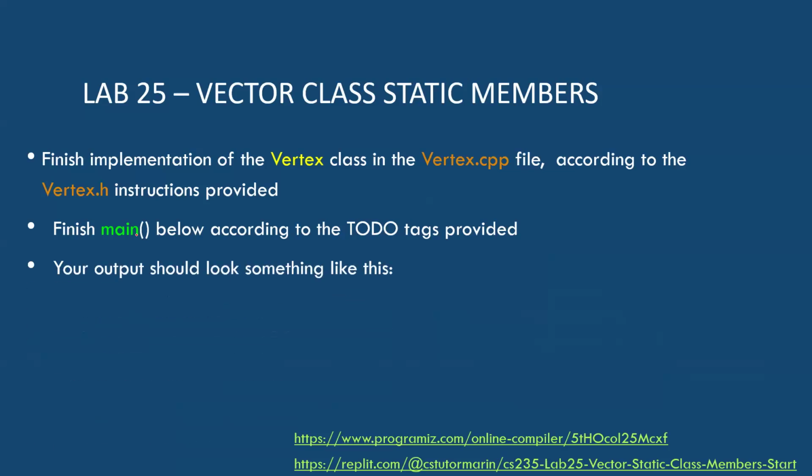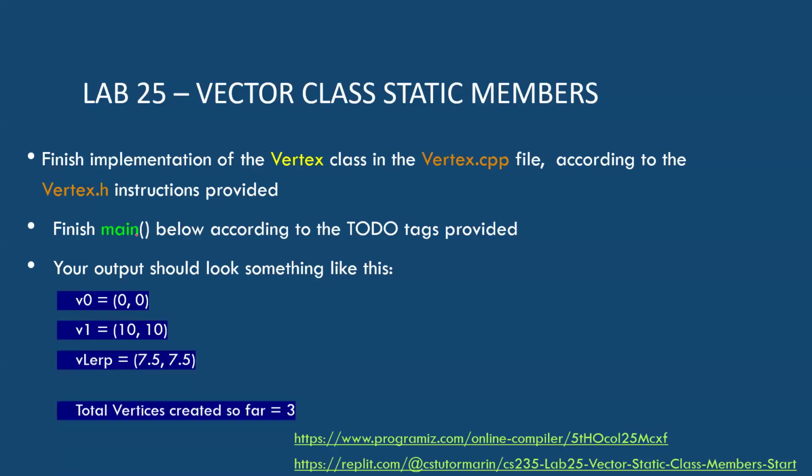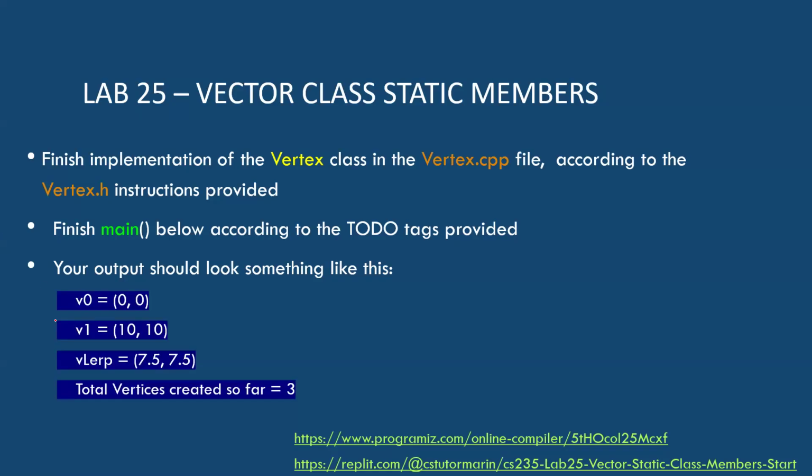So I'll show you this in the Program-iz version. But essentially, when we run our program, we should see this output, okay? Created a vertex, created a vertex, created a vertex. It just so happens these vertices are going to be V0, V1, and VLERP, and I'll tell you what a LERP is in just a second. We'll use statics to keep track of all the things that have been created, and we're going to create a static method called LERP. Then we'll get you out of here, okay? So that's what we want to do.